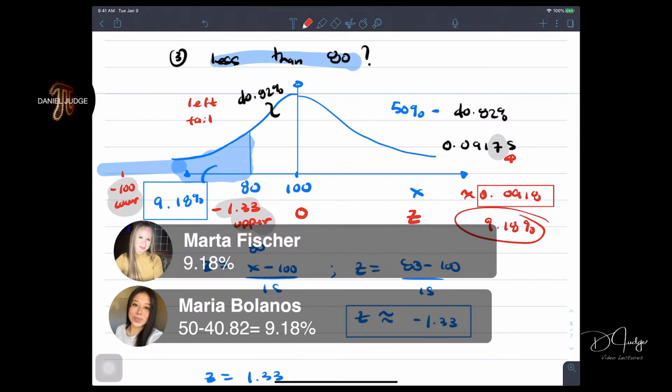So you pick your poison. Do you want to use the table or do you want to use the TI? What do you think is easier? Just curious. Is the TI easier, ladies and gentlemen? What do you think?